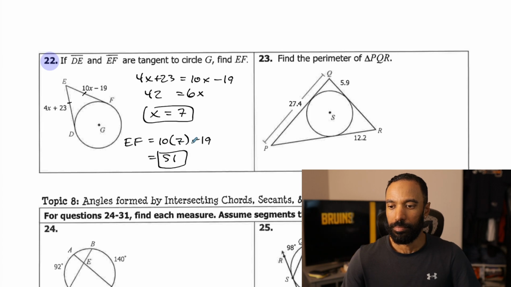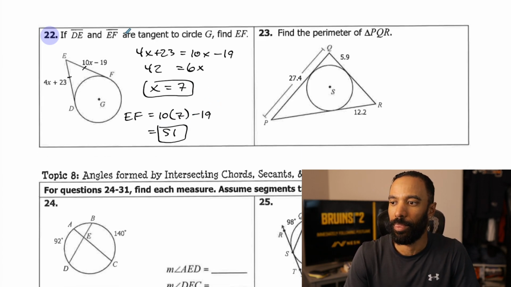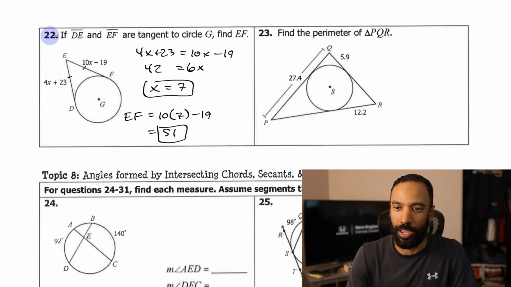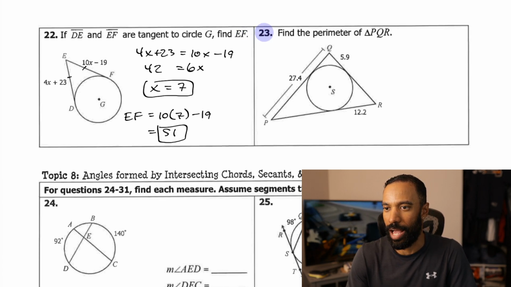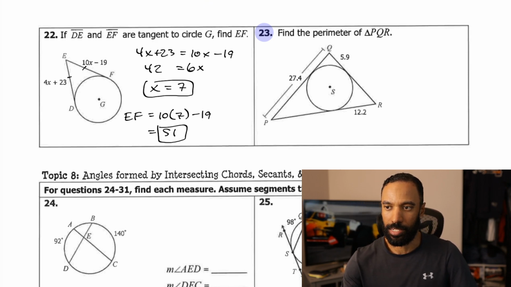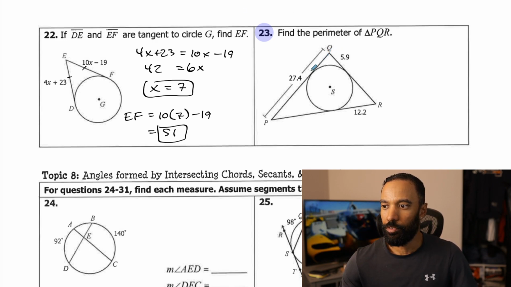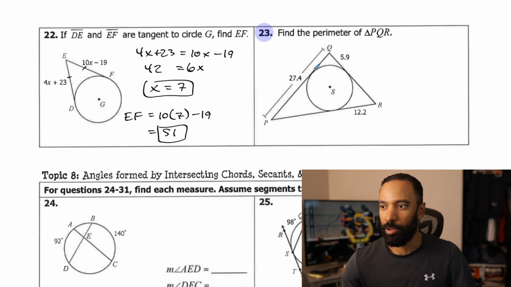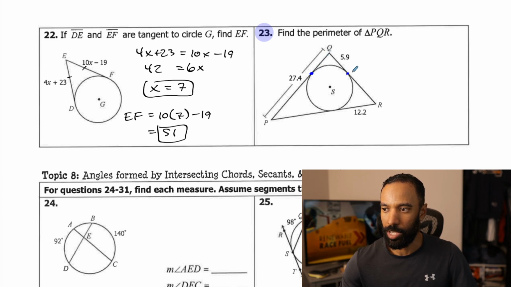Not degrees, it is a length. Number 23, find the perimeter of triangle PQR. Well, you just saw in the last problem that tangents are congruent to each other when intersecting at an external point. So from Q to this point of tangency, I'm going to mark them. Q to here is going to be congruent to this one. So if this is 5.9, therefore that is too.